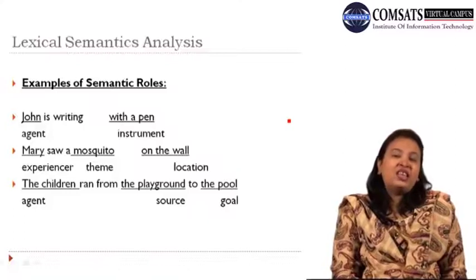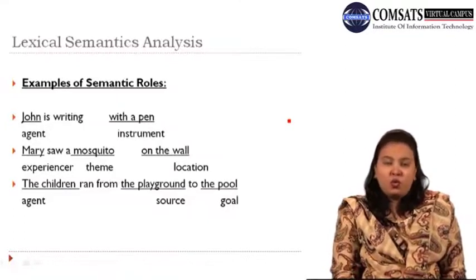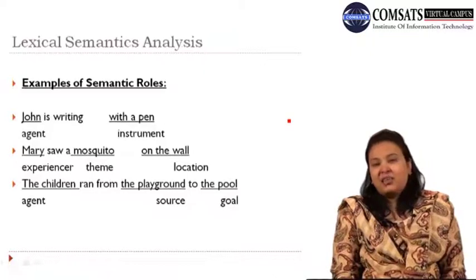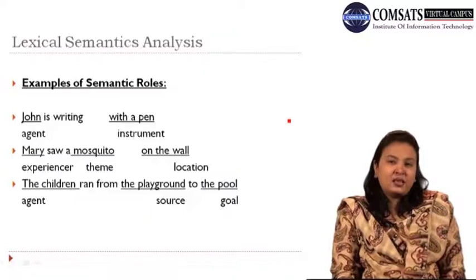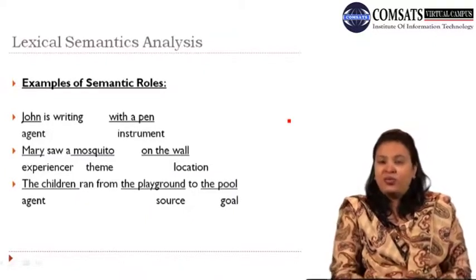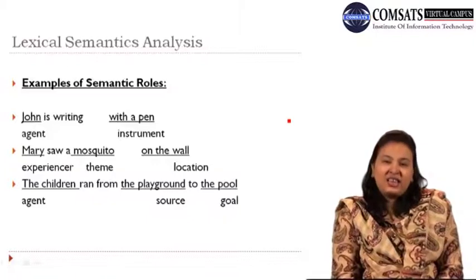So this way, within sentences, we can identify the semantic roles performed by the words, and this is known as lexical semantic analysis, with relation to sentences, because semantic roles are only and only identified within sentences.